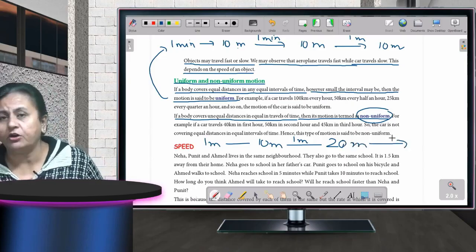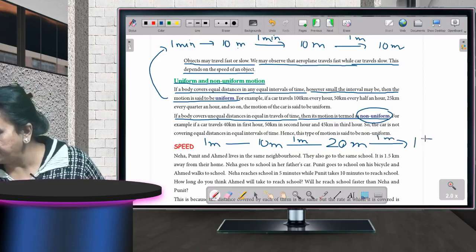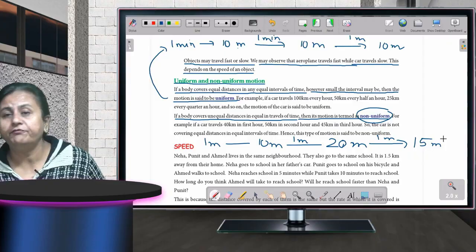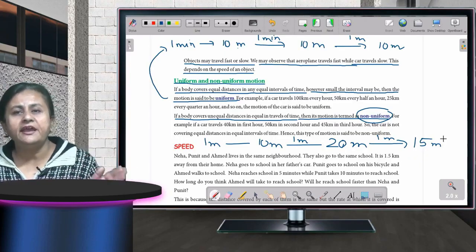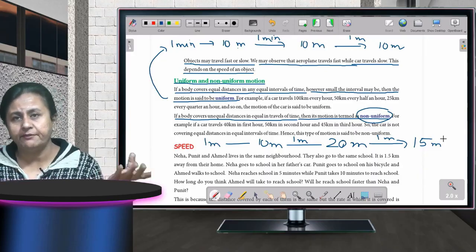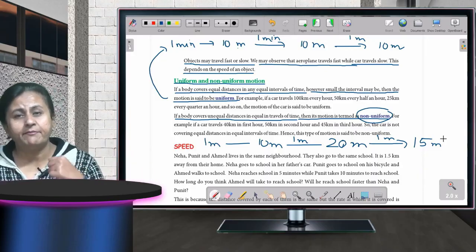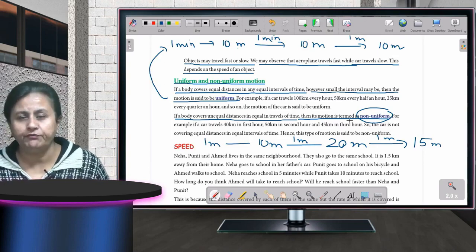Then again, I got tired now. Again, in 1 minute, the distance is 15 meters only. That means every time, my speed is sometimes low, sometimes I'm walking fast, sometimes I'm slow. That is an example of non-uniform motion.